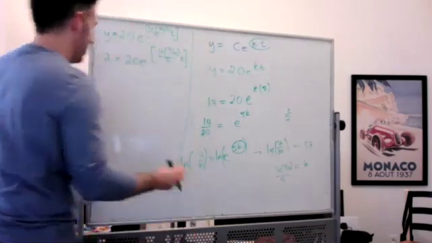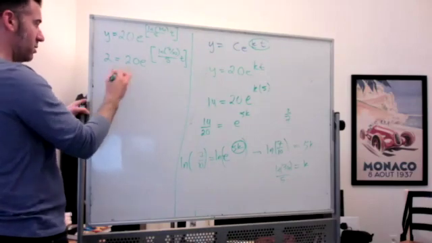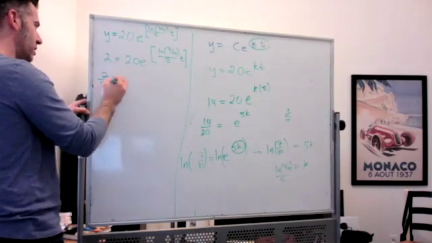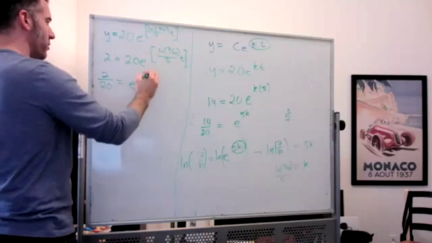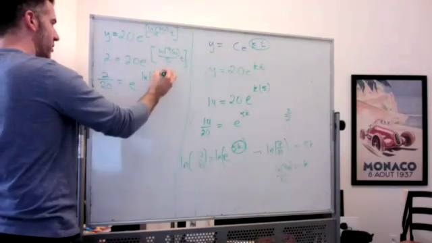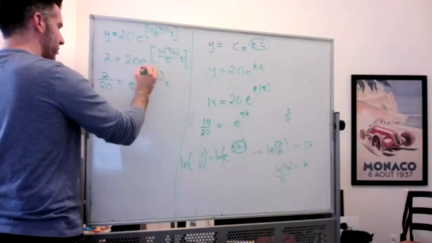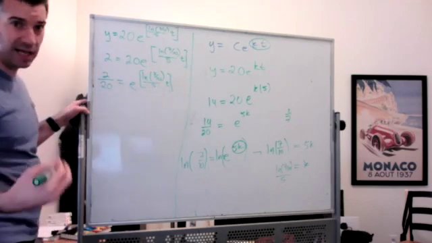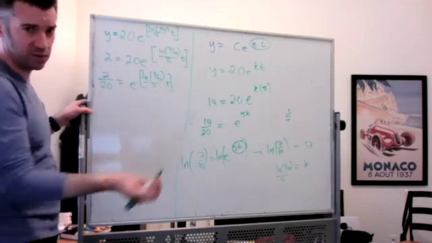So same idea. Divide both sides by the coefficient here. So 2 divided by 20 equals e to the natural log of 7/10 over 5 times t. Take the natural log of both sides. By the way, 2/20 reduces to 1/10.